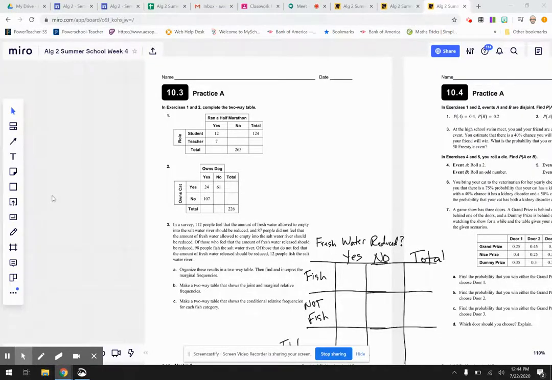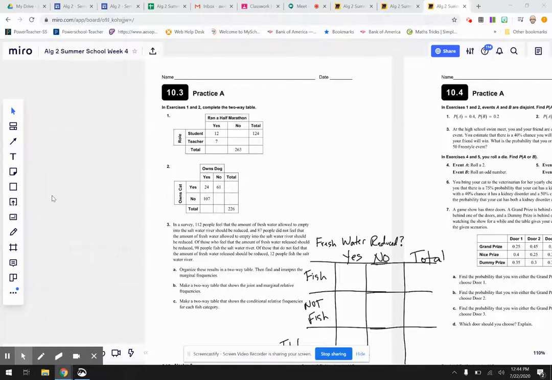All right, here is a video for 10.3 and 10.4 practice A. Little two-way tables here, little probability tables, just to give you a look at how chance works. So let's take a look at number one.